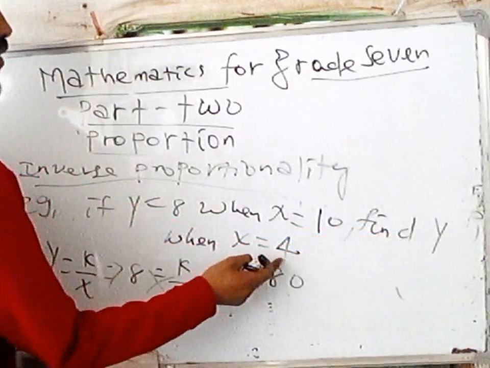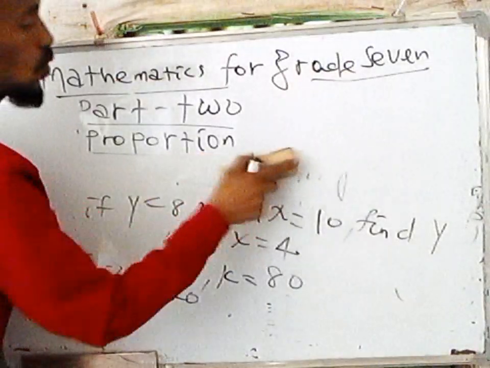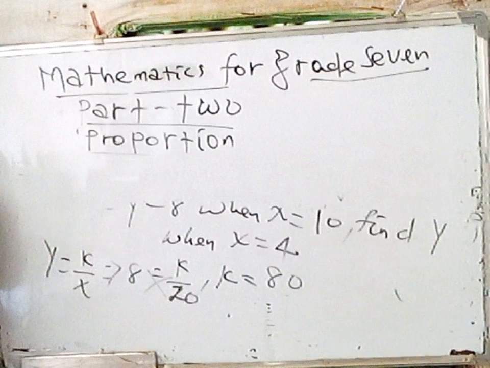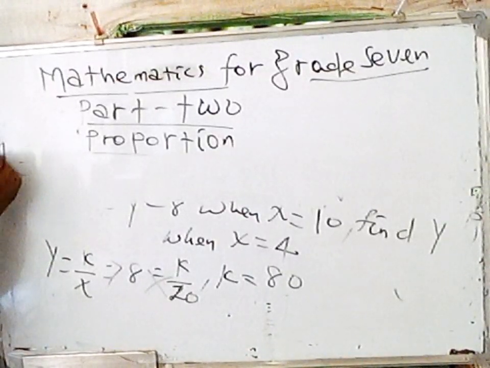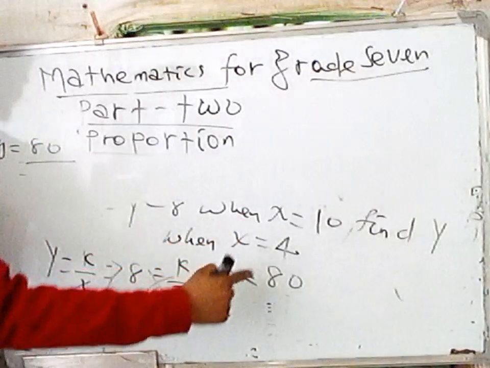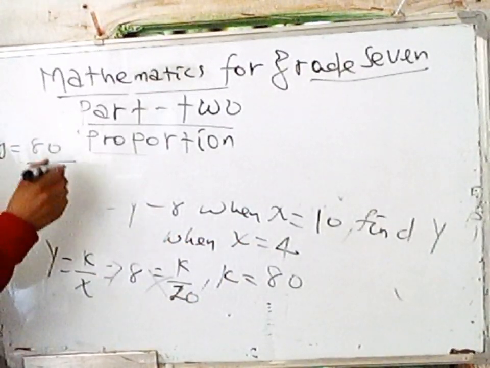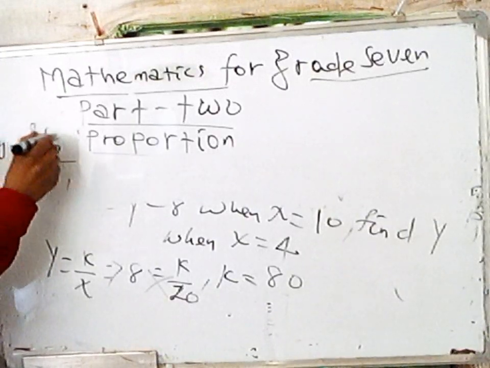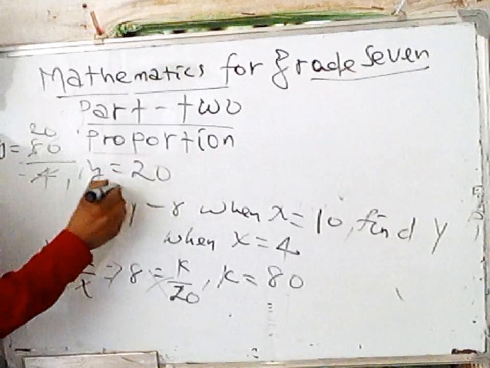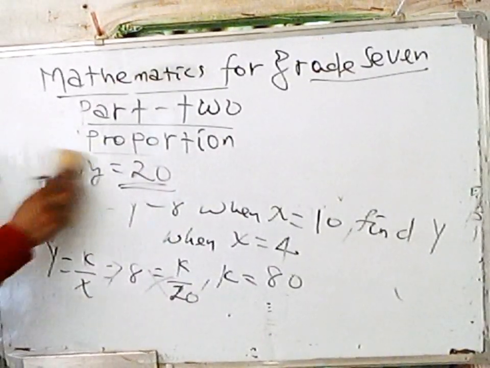ስለዚህ እዚህ ጋር የተጠየቁት ማን ነው? y x ቫልዩ ምን ተሰጥቷል? K is what? Constant. ስለዚህ y is equal to k, that is 80 over x, that's 80 over 4, 20. y is equal to what? 20. This is about inverse proportionality.